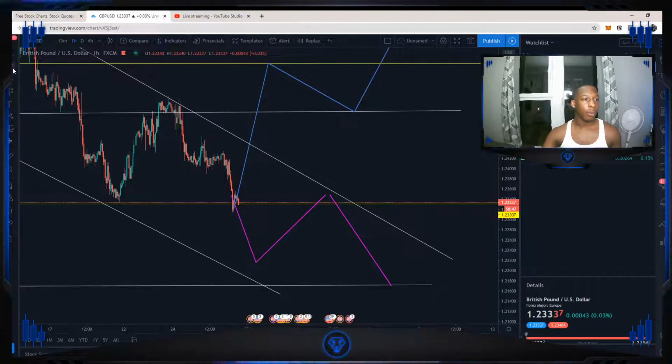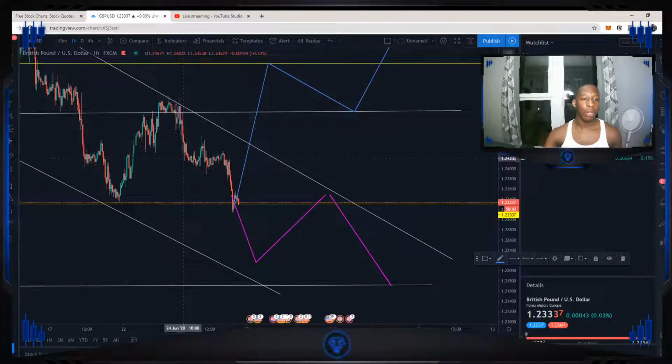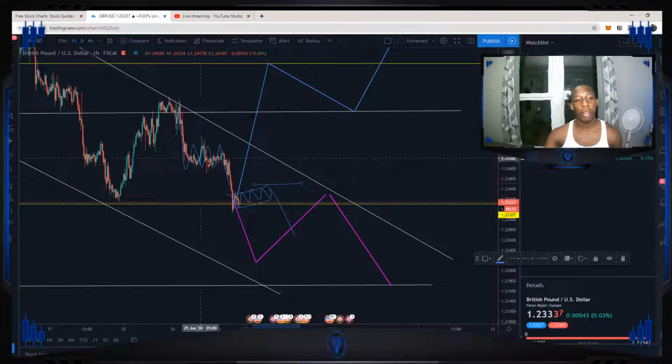So if I could just quickly draw, you see this push, you got a continuation, you get a second push. If you're getting a continuation to this level, you could be looking for a push to the downside, so something along them lines to continue for the shorts. However, if it does break, just wait for it to test this next level right here before entering the long.